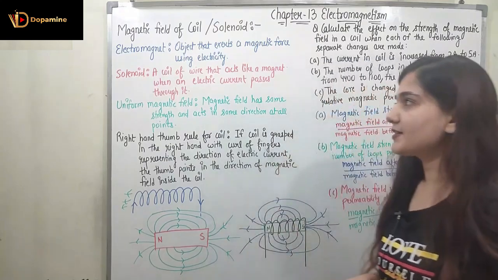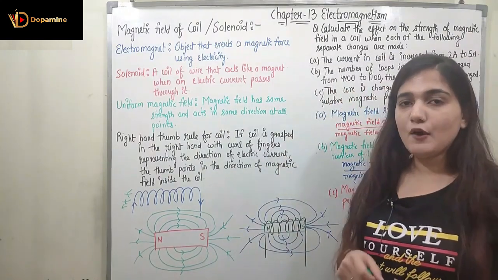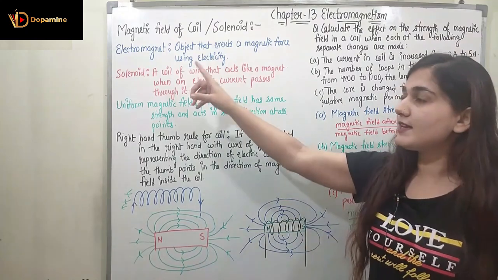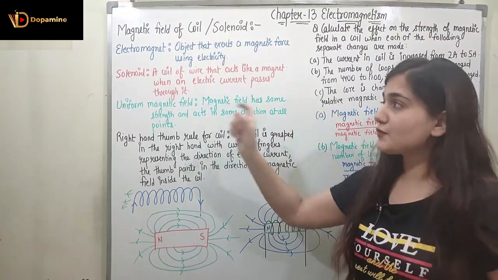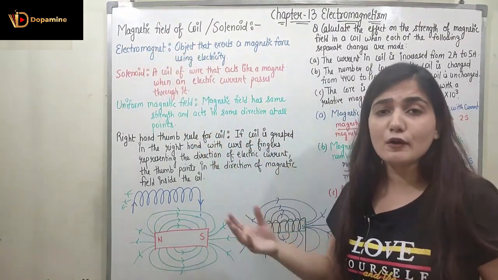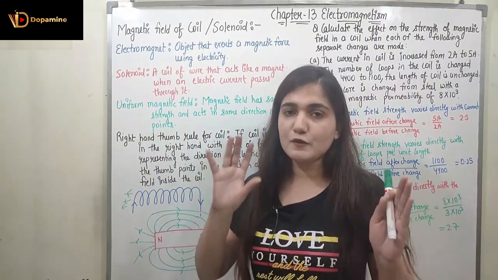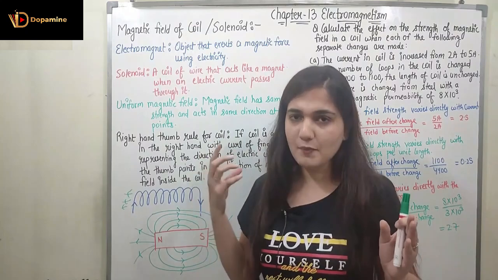So let's start our discussion with the magnetic field of the coil, which is also known as a solenoid. For that we should first understand what an electromagnet is. This term consists of electro and magnet. We all know what a permanent magnet is, which exerts a magnetic field all the time. The magnetic field cannot be removed from a permanent magnet.